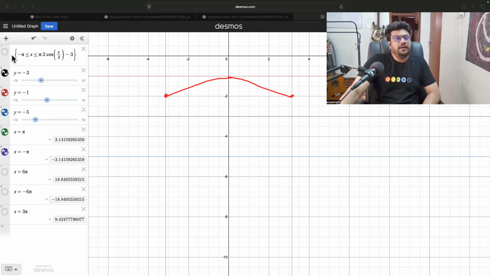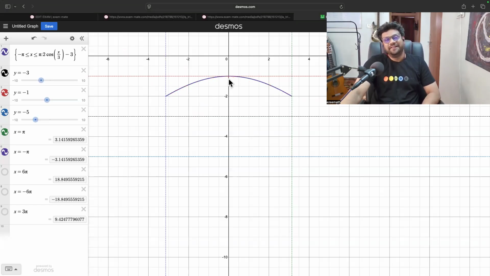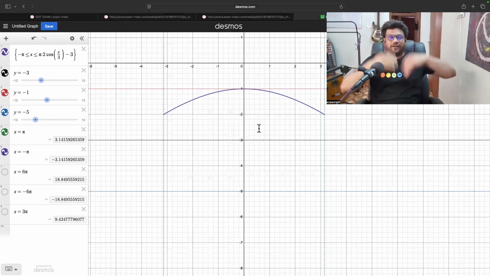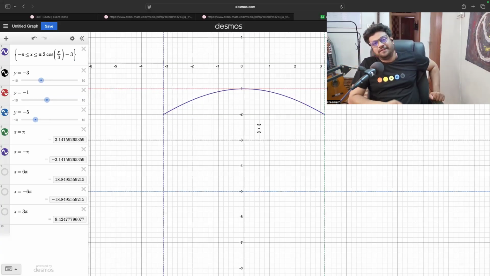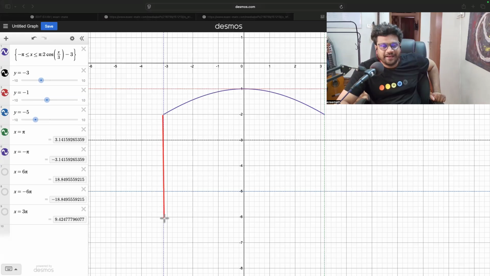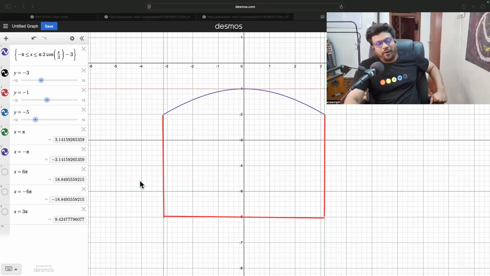Let's ask Desmos to do it. And there it is. A little curve. It looks like the top of a water tank. It's a cos curve. You can have a whole water tank down here. There, like that.